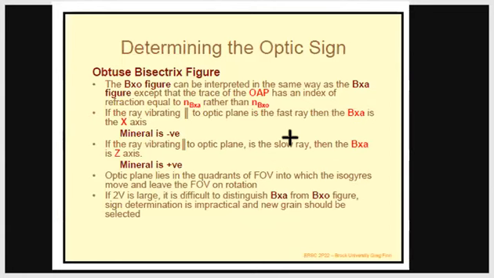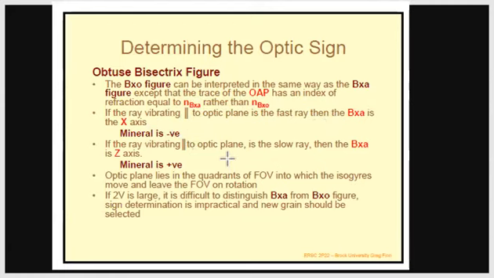Obtuse bisectrix figure. So this is the second section we actually see. The obtuse bisectrix figure, BXO figure, can be interpreted the same way as the BXA figure, except that the trace of OAP has the index of refraction equal to BXA rather than BXO. So if the ray vibrating to the optic plane, the fast ray, then BXA is going to be x-axis, so it's going to be negative.